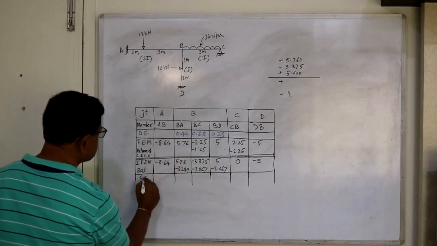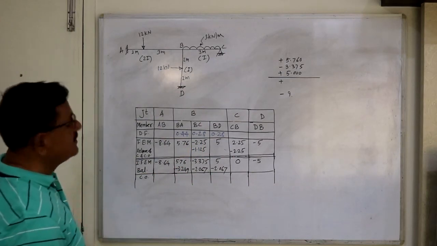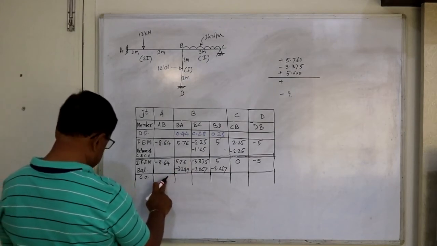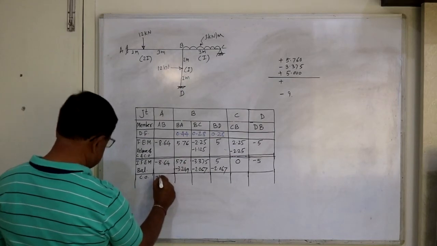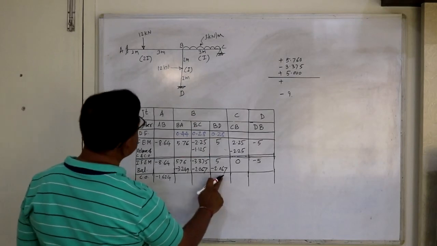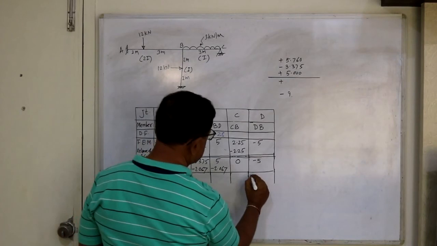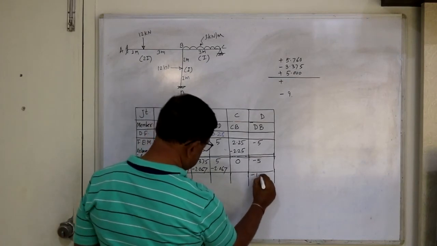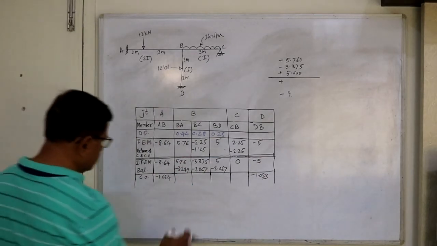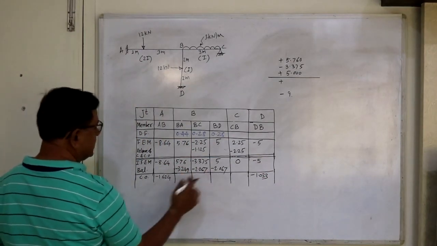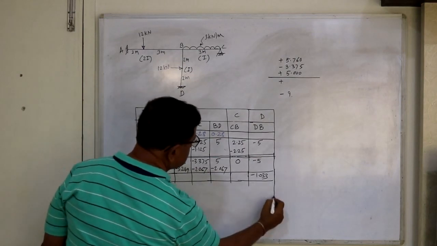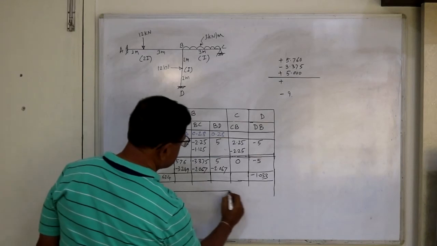Now carryover by half value with same sign. That means BA is to be carried over to AB. Here it is, and this should be minus 1.624. Then BC cannot be carried over because C is a simple support. BD is to be carried over to DB, and this is minus with half value, 1.033. So the carryover step is over. Next is balancing, but we don't have any unbalanced bending moment here. That means our problem is over automatically. So here we complete the problem.